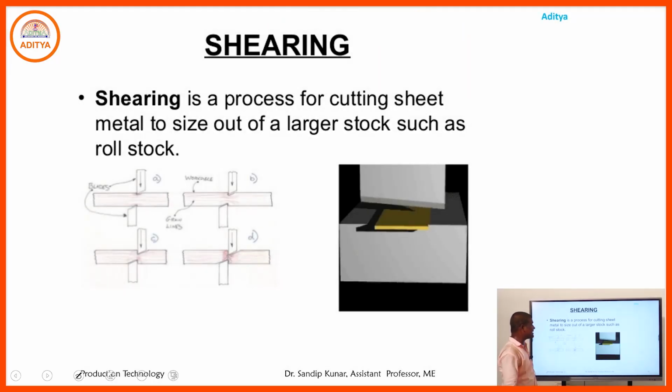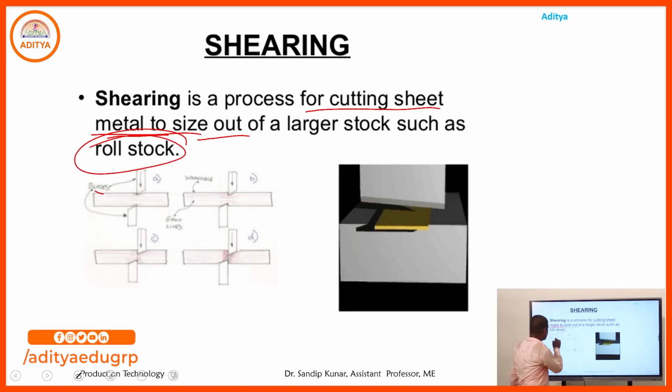Shearing operation. What is the shearing operation? It is the process of cutting sheet metal to size out of larger stock, such as roll stock. We cut the particular sheet as per our requirement from the large stock. That is the shearing operation.